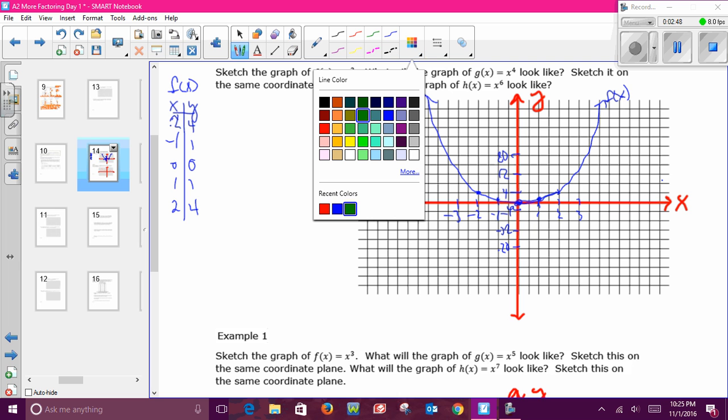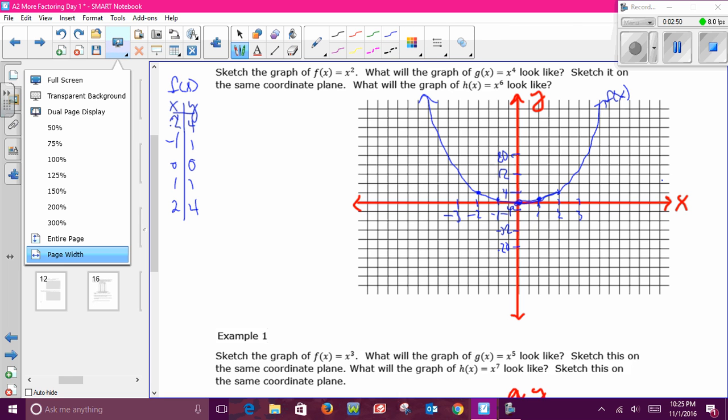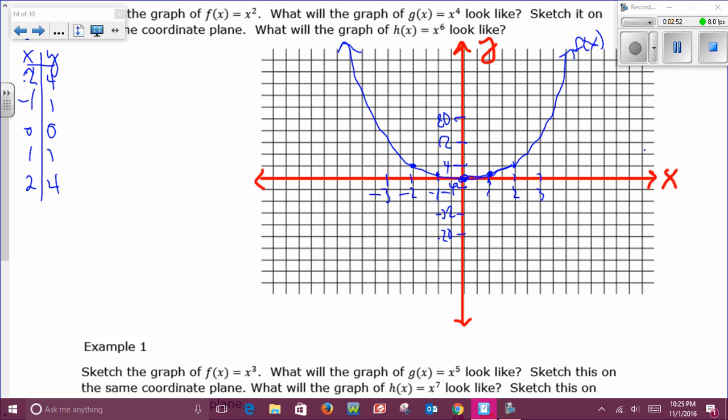The next graph I want to look at, I'm going to change colors. So let's make it green. This would be g of x. Negative 2, negative 1, 0, 1, and 2. If I put negative 2 in and raise it to the fourth power, I will get 16. Negative 1 raised to the power is 1, 0, 1, positive 16.